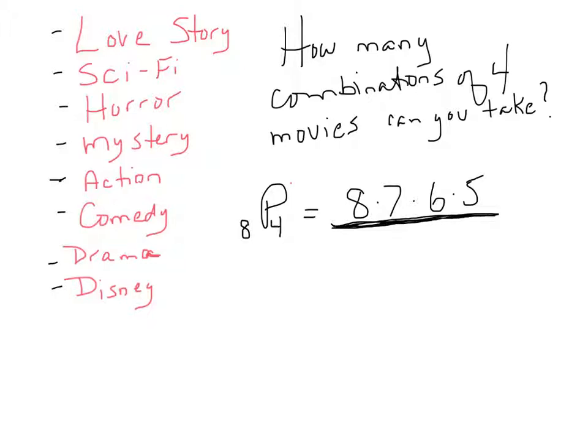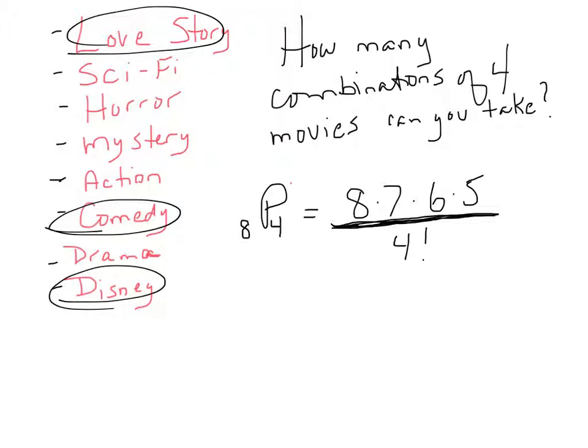Then I'm going to divide out by the repetition in the groups. Because I'm taking home 4 movies, there are 4 factorial ways for me to just arrange those 4 movies. So let's say I take a comedy, a love story, a Disney movie, and an action film. Okay? It doesn't matter if the clerk checks out the comedy, then the action film, then the love story, then the Disney film, or the comedy, then the Disney film, and the action. Doesn't matter. It's all the same.